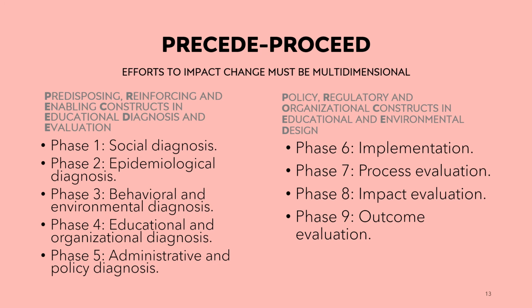actually designing the intervention. So then your second half of it, the PROCEED part of the model, is policy, regulatory, and organizational constructs in educational and environmental design. Implementing, doing a process evaluation, which is looking at how did you do the intervention the way you intended to do the intervention, and then doing your impact evaluation. Did you change the thing that you were trying to change? And then your outcome evaluation. Did you achieve the goal that you intended to achieve with this intervention?